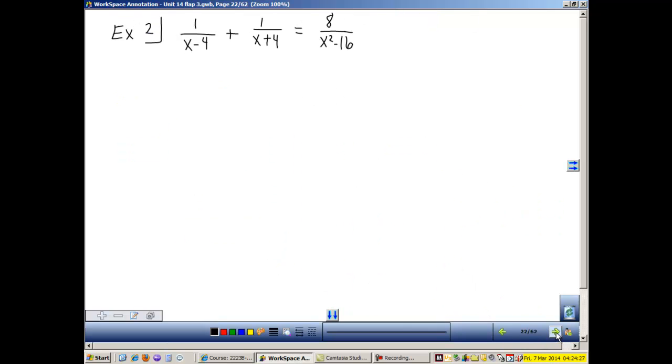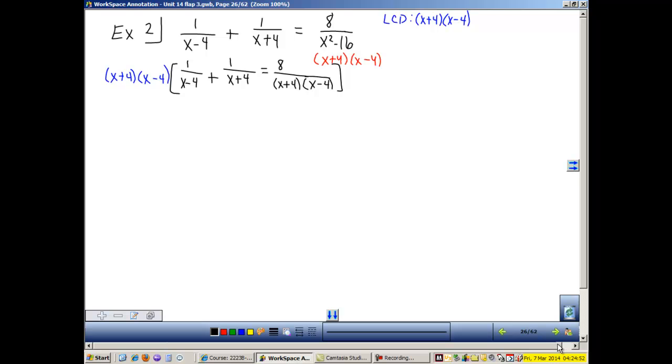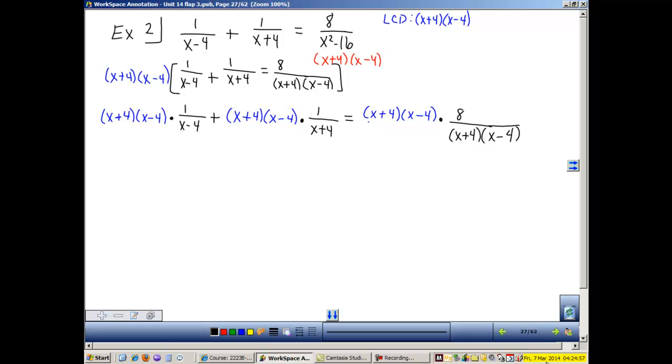Example 2. Factor each denominator. The last term is the only one that needs to be factored. It's a difference of two squares: x plus 4 times x minus 4. The LCD of each of these terms is x plus 4 times x minus 4. Multiply the LCD to each term in the rational equation. By doing this, we will eliminate our fractions.